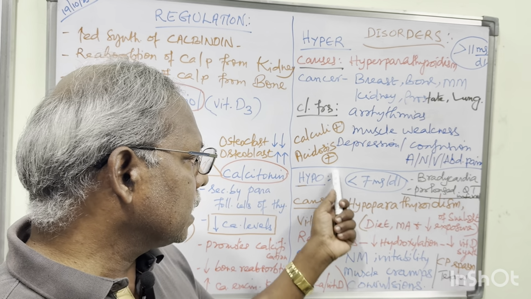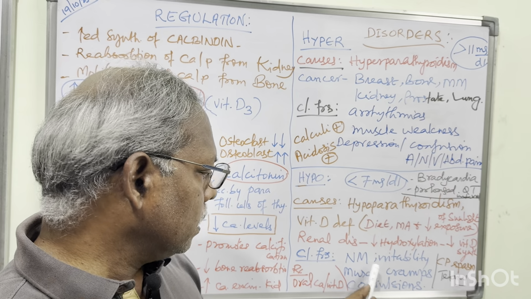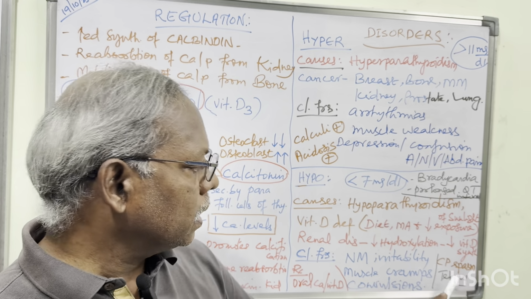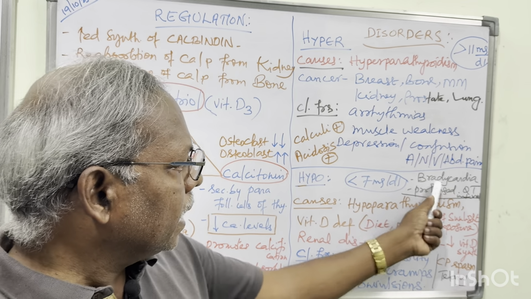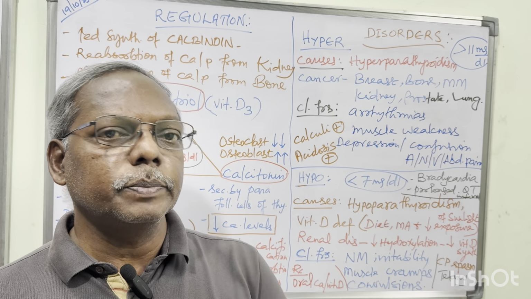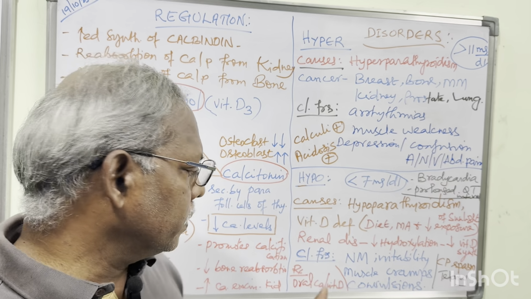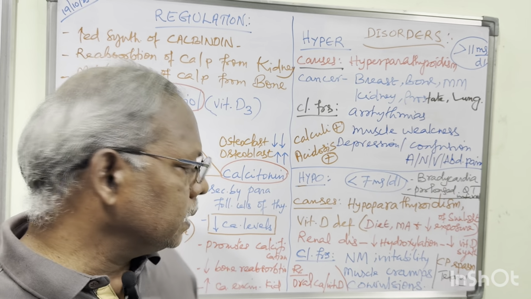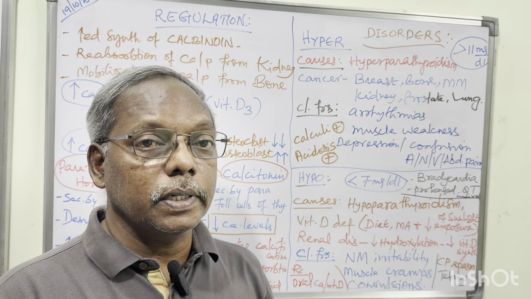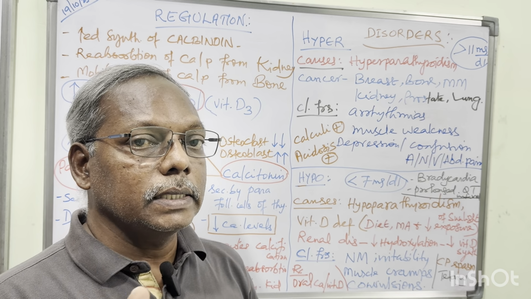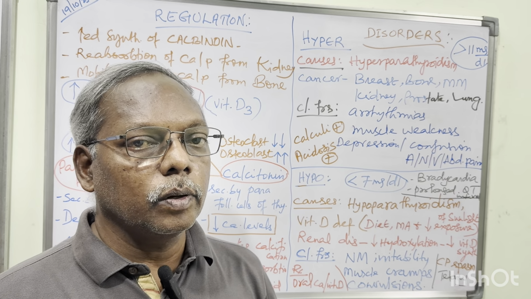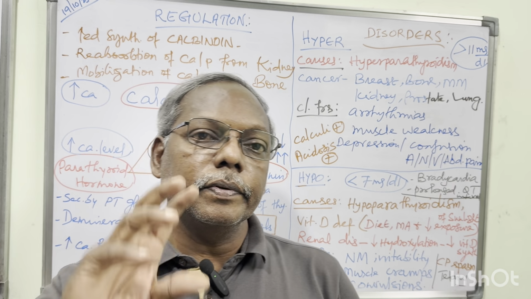Clinical features for this hypocalcemia are neuromuscular irritability and muscle cramps, convulsions, tetany, carpopedal spasm, bradycardia, prolonged QT interval. Any 2 or 3 clinical features you just mention about hypocalcemia, that is enough. For hypo only they are giving treatment, that is oral calcium and vitamin D. Sometimes they will be asking how will you manage hypocalcemia, then you have to write oral calcium and vitamin D. This is the management part of hypocalcemia.